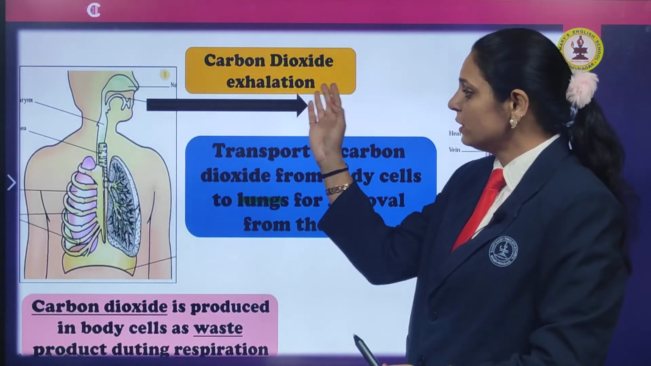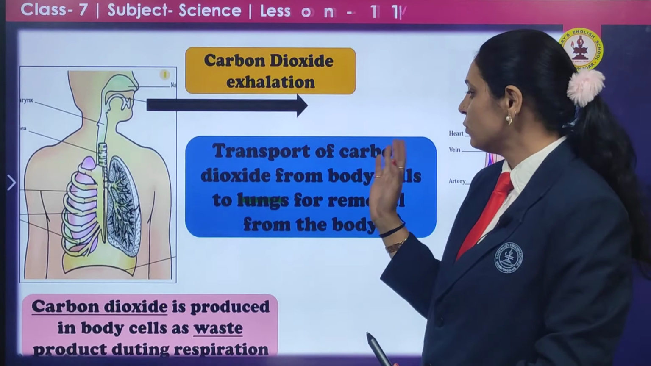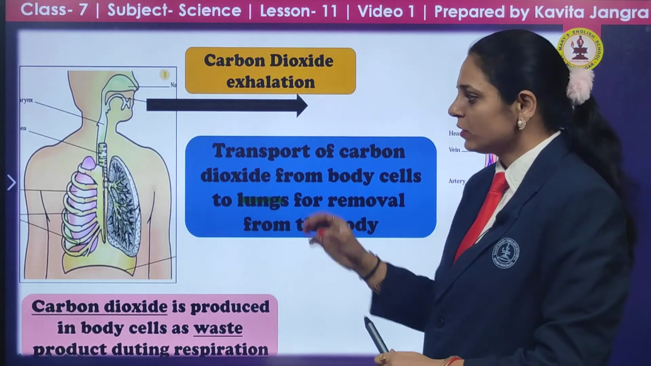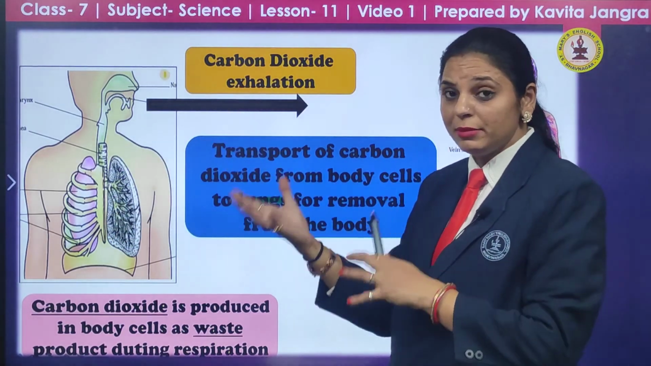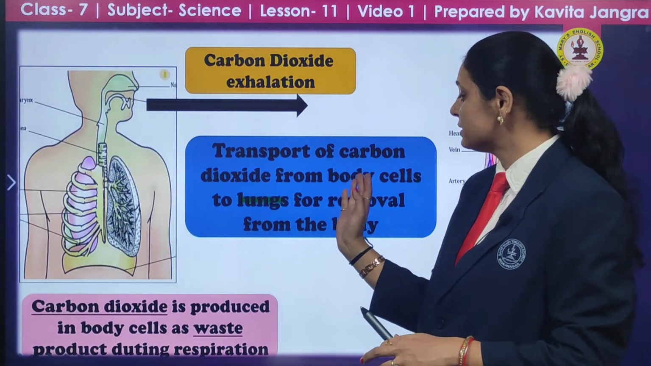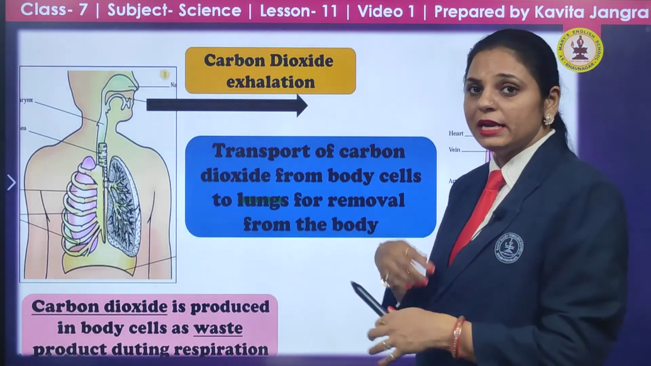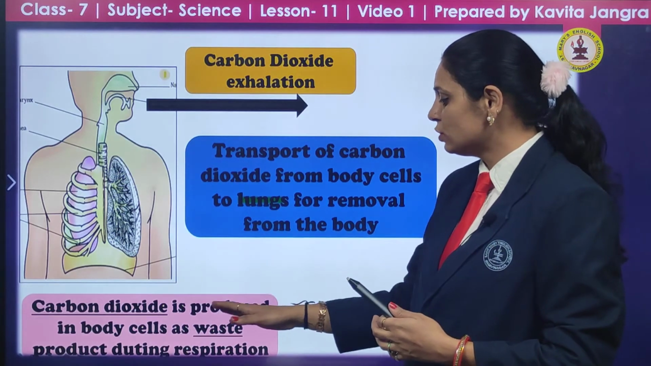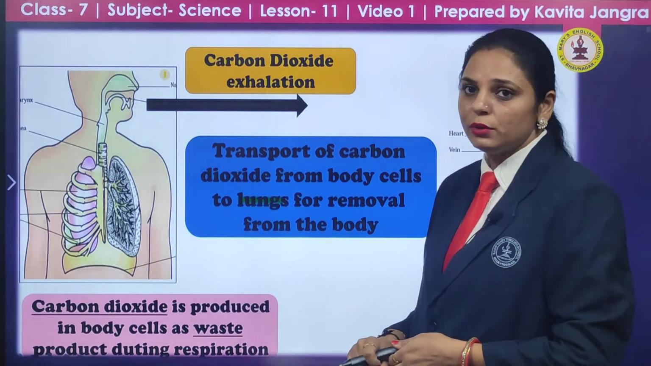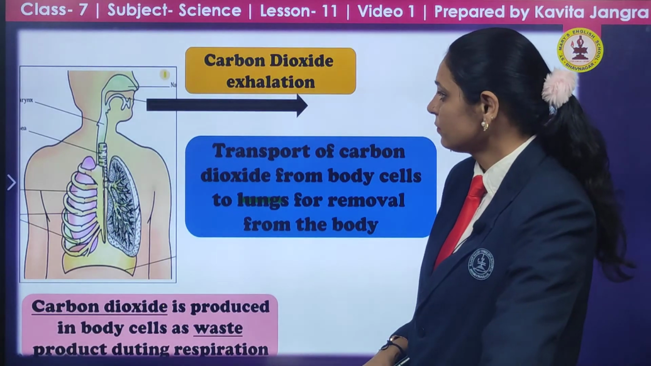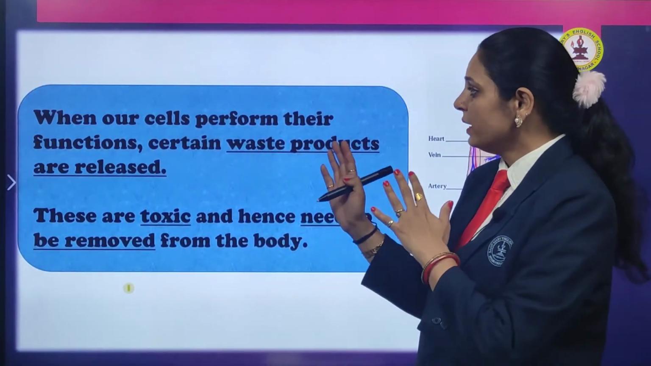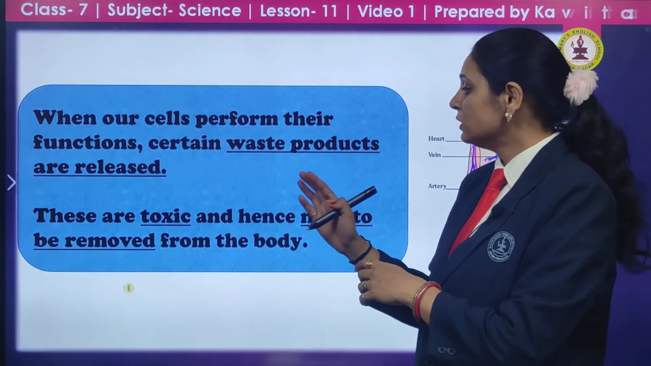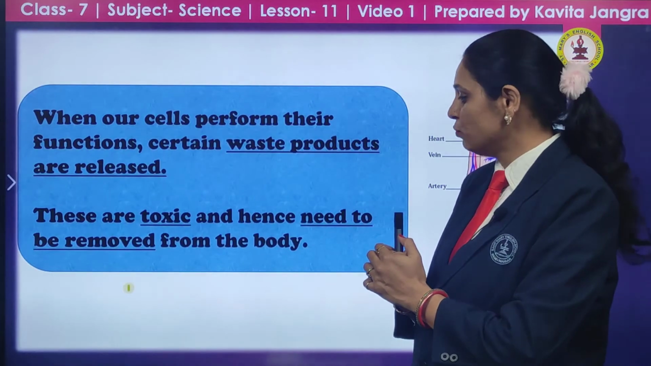Now carbon dioxide, during the exhalation what happens? The transport of carbon dioxide from the body cells to the lungs for removal from the body. Again, how is the carbon dioxide removed? From the same path. The carbon dioxide from the body cells will go to the lungs, and from there it will be removed. Now carbon dioxide is produced in the body cells as a waste product during respiration. You see, when our cells perform their function, certain waste products are released. Now these are very toxic and hence need to be removed from the body.